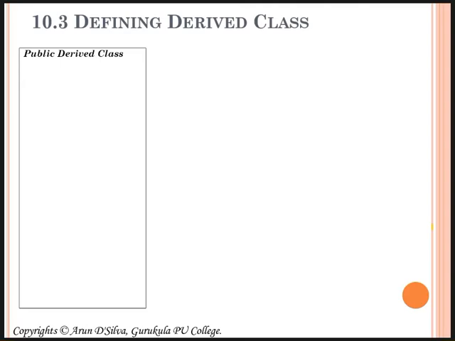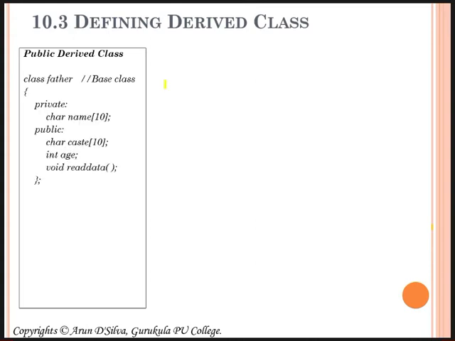Now what is public? The visibility mode there, that is public. Okay, so I'll create one simple class. Here I'll create class father, and I'll call it the base class. Now here in the private section I'll create a name variable.